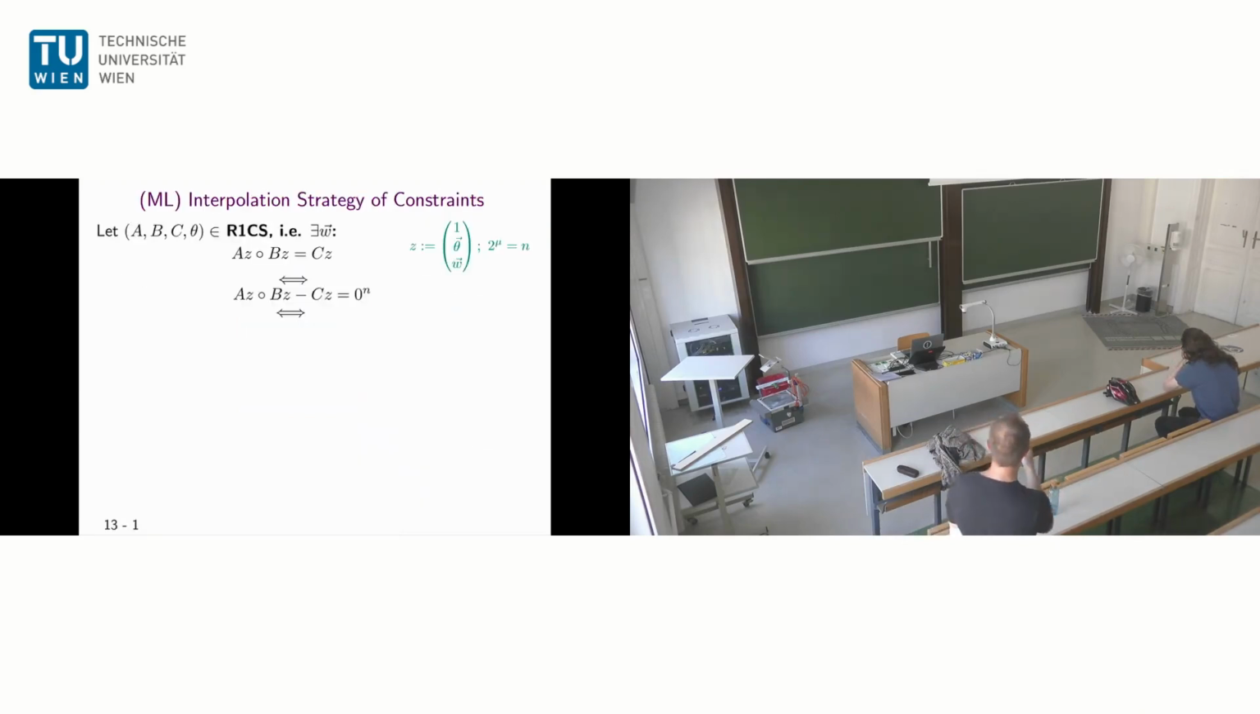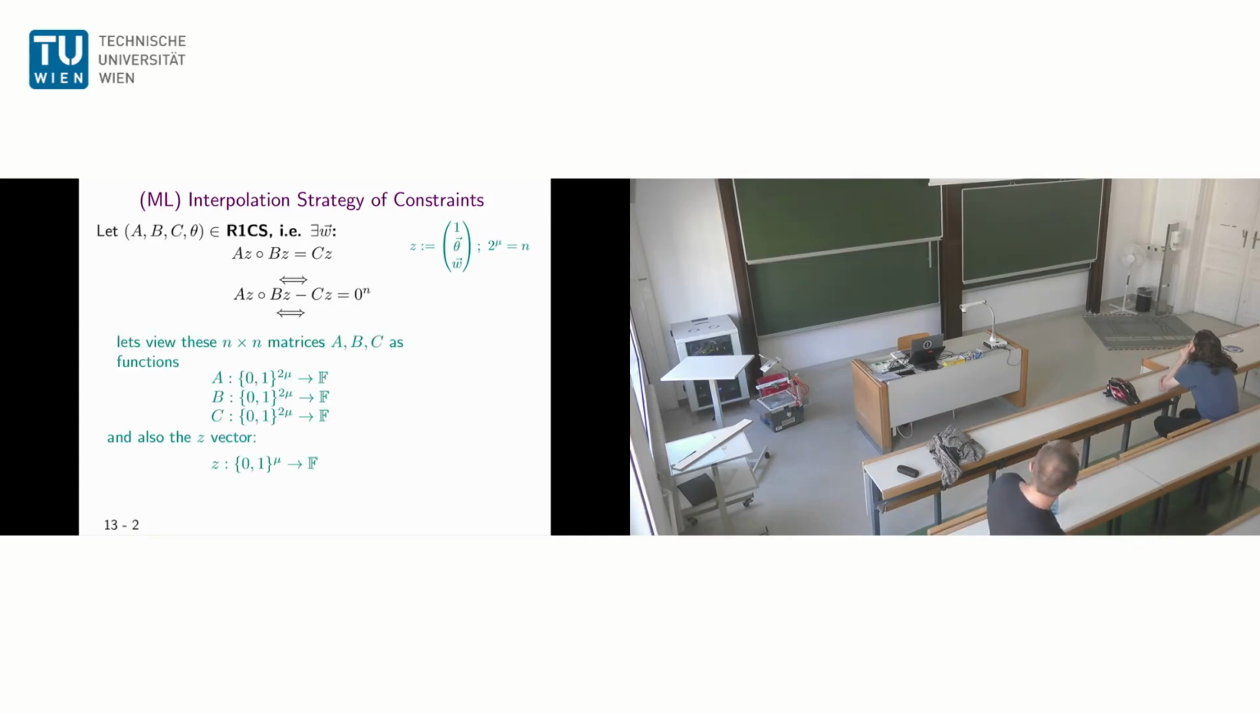So why did I show you this? So first we had this R1CS language. To remind you, z was this vector consisting of the statement and the witness. Our n is a power of 2. And now let's say we have something that is in R1CS, meaning that this equation holds. We can just rearrange terms. We get something that is familiar, this approach.